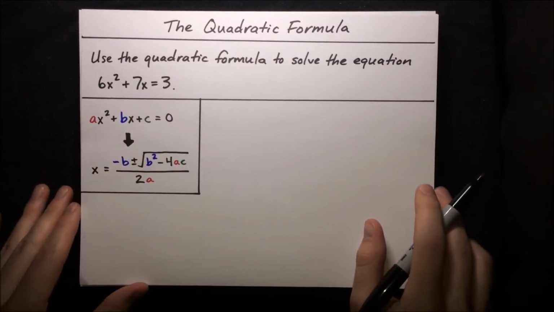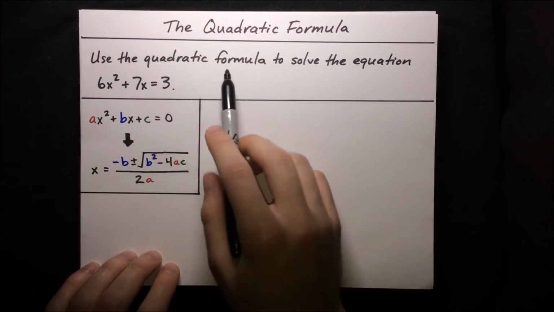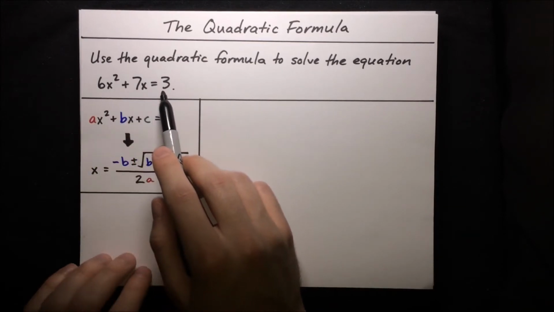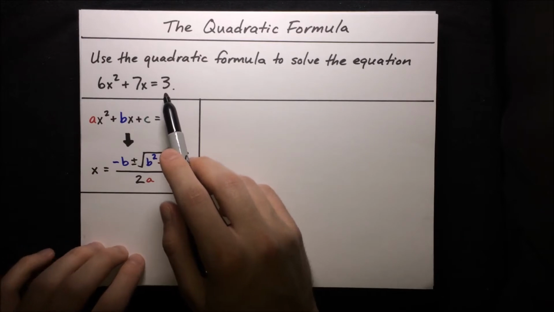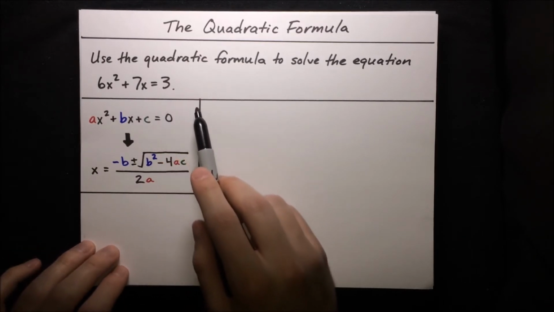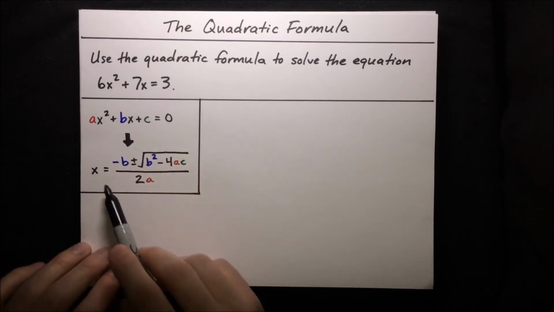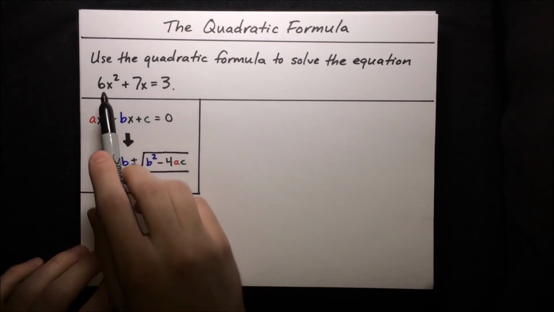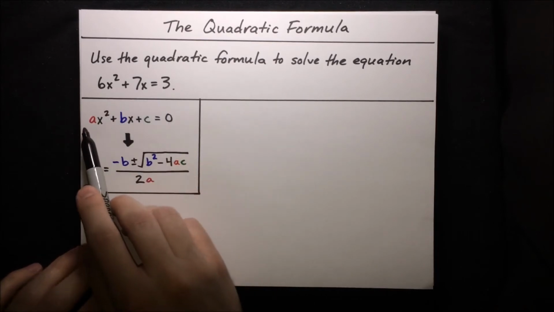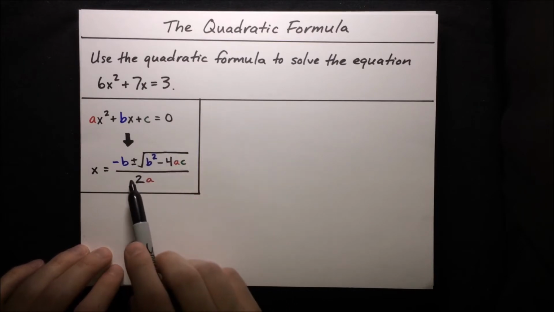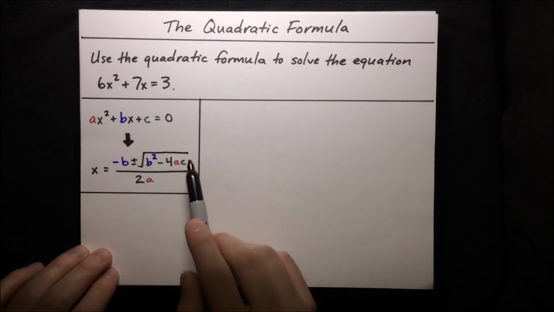Alright, so here's an example. We want to use the quadratic formula to solve the equation 6x squared plus 7x equals 3. And don't worry if you don't remember the quadratic formula from the previous slide. Again, it's a lot to take in, but we've got it written down in this box here. So what we need to do is convert this quadratic equation into the form ax squared plus bx plus c equals 0. And then we can apply the quadratic formula, which takes this form.